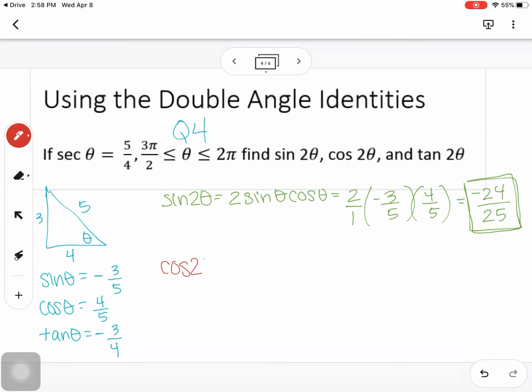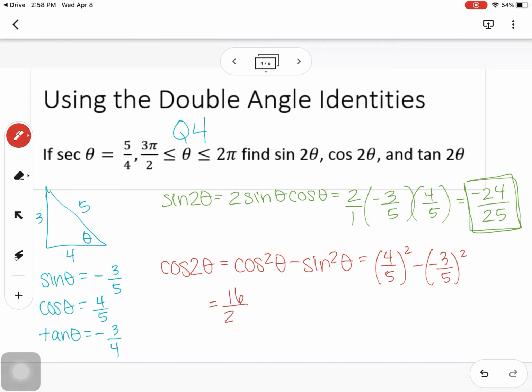Going ahead and doing cosine. This one is going to be cosine squared of theta minus sine squared of theta. Cosine of theta, so it's 4/5, and then I'm going to square it, minus sine of theta, so negative 3 over 5 squared. You do want to start by actually squaring that, so 4/5 squared is 16 over 25. Minus negative 3/5, the negative will cancel, and it'll just be 9 over 25. And then we do 16 minus 9, and we get 7 over 25 for the cosine of whatever angle is twice as big as this one.